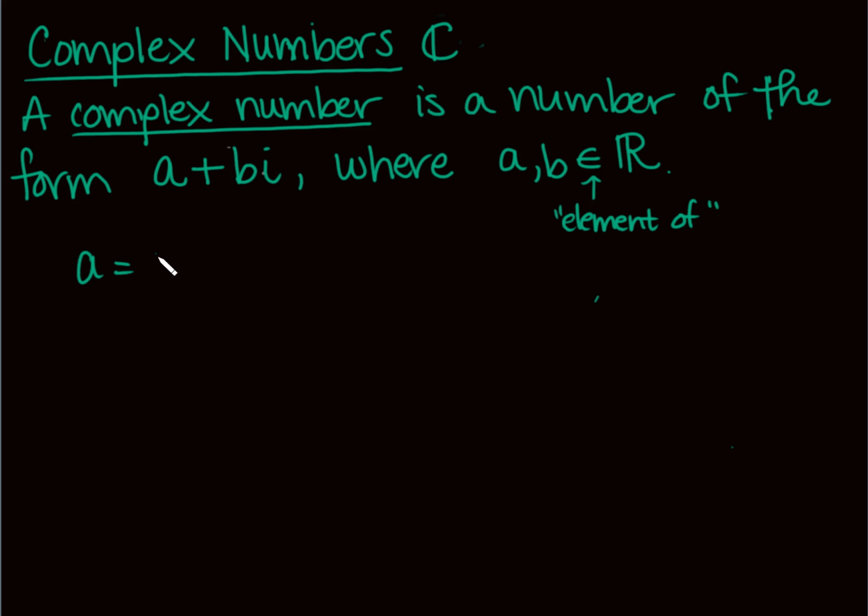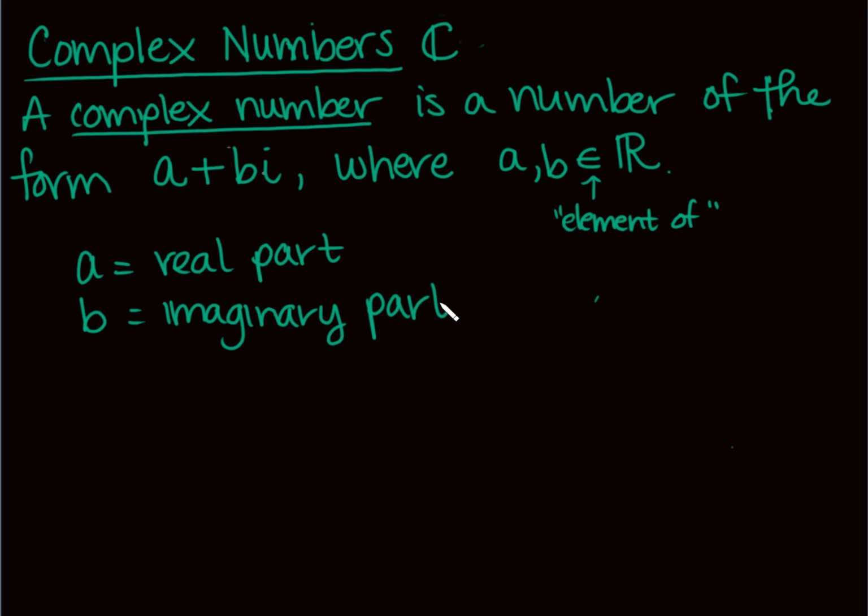a is considered to be the real part of the complex number. Okay, that's the real part of the complex number, and b is said to be the imaginary part. So again, I don't want you to think of imaginary as it does not exist. It's just the part that represents the part of your number that's not in the real numbers, not in the Cartesian coordinate system or anything like that. Okay, so couple notes here.